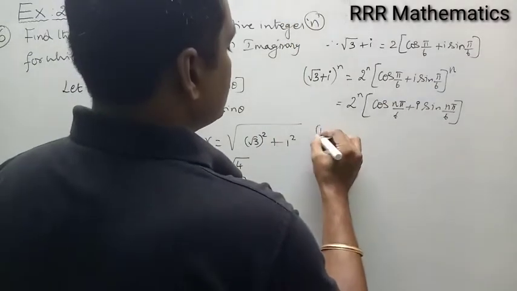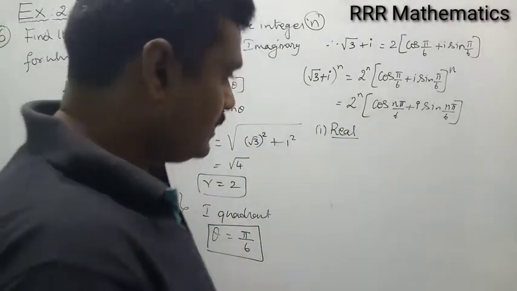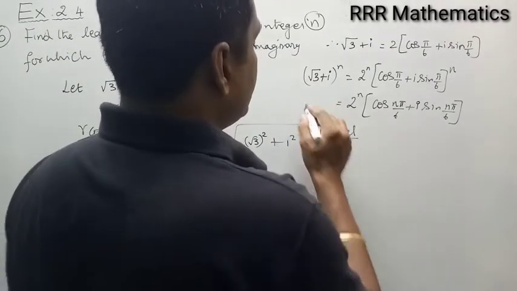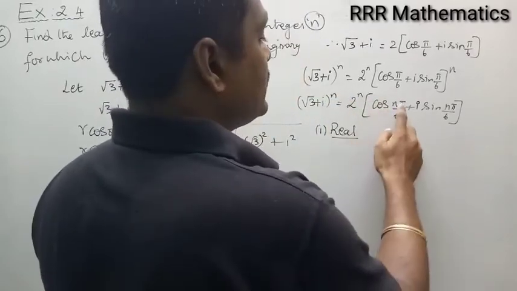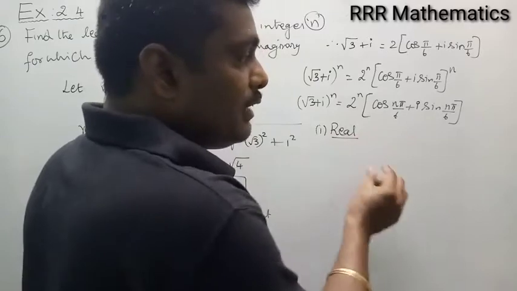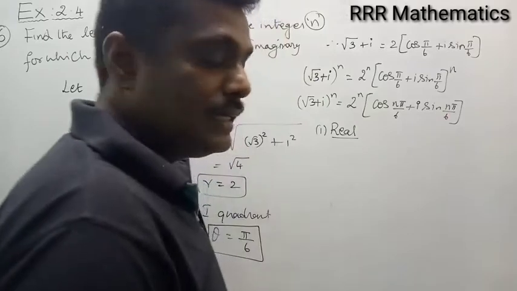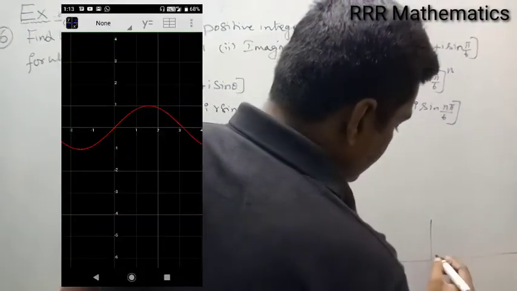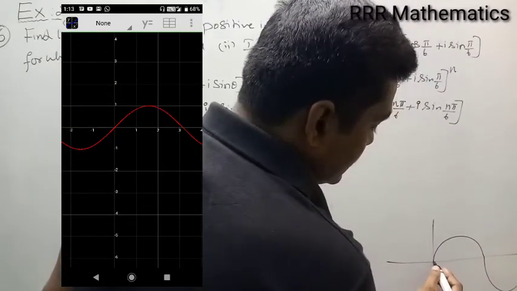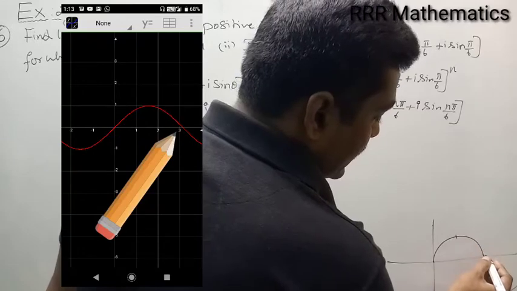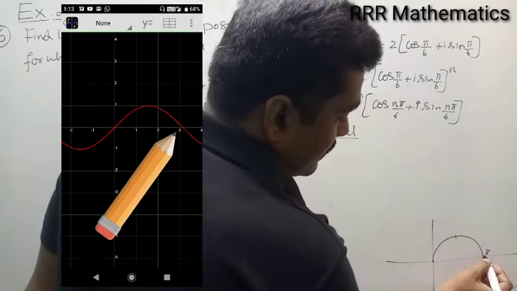Case 1, which is real. What is meant by real? The complex number (root 3 + i) to the power n will be 2 to the power n (cos n pi/6 + i sin n pi/6). Purely real means there is no imaginary part. In your imaginary part, you have sin n pi/6. See the sine curve. It will be like this and it will go on. This is sin 0, sin 90, sin 180. So sin theta will be 0 at 0, and the next is 180 degrees.